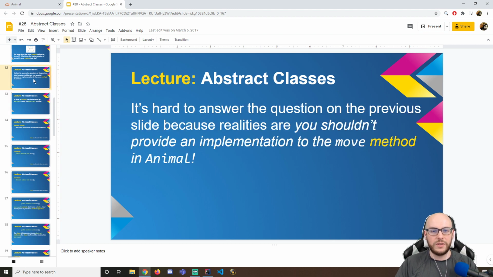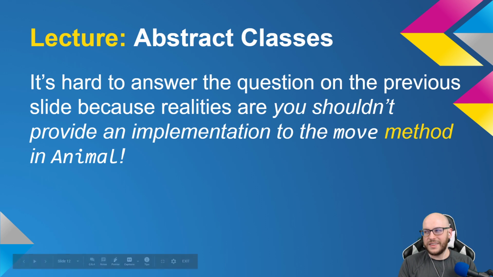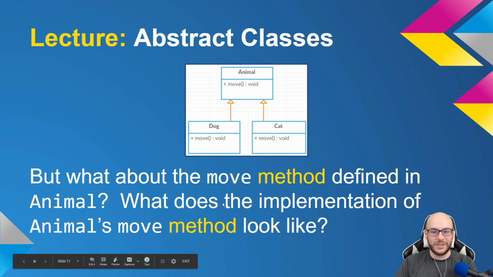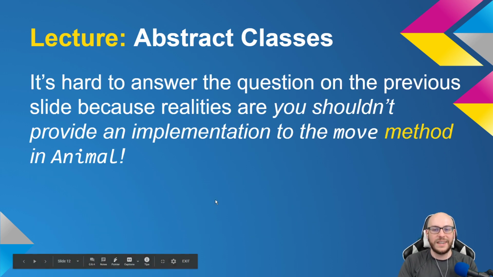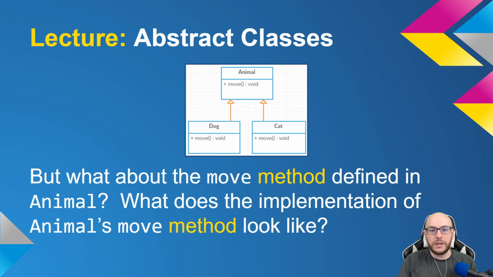And the reason you would want this is because think about animal. The move method there doesn't really have a good implementation anyway, right? It's hard to answer the question on the previous slide: how do you define an animal? What does the implementation of the move method look like? It's hard to answer because the answer is there shouldn't be one. There's nothing you can put in the move method in animal that would make sense for all animals. So why put anything at all?